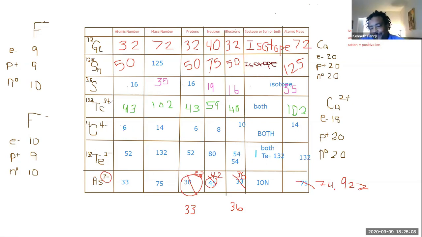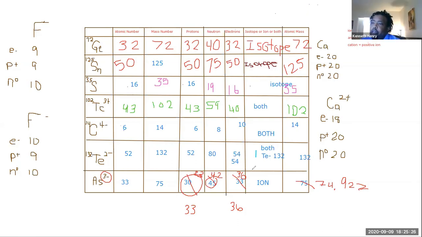That's right. Dr. Henry, I have a question. You see on the bottom how the mass number is 75, but the atomic mass is 74 point something. How do you know when to make it a whole number? That is a good question.